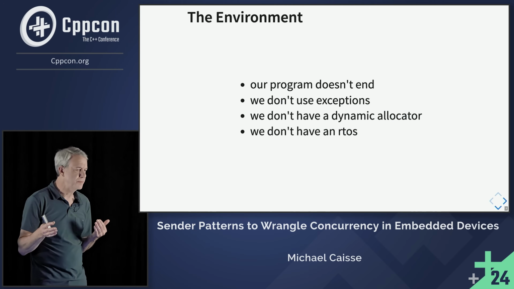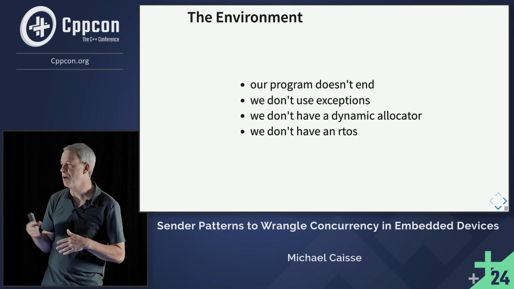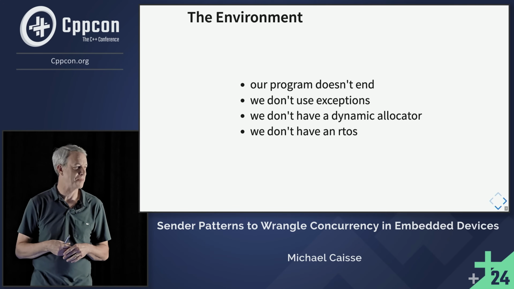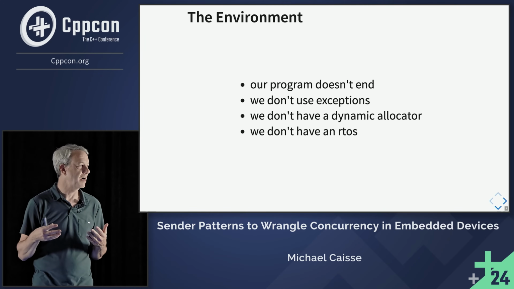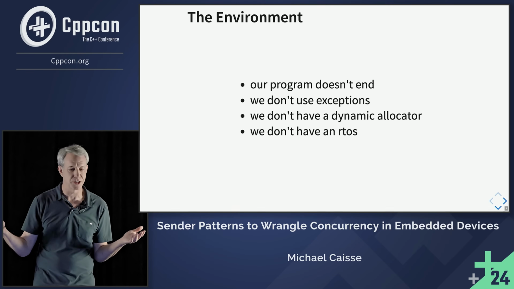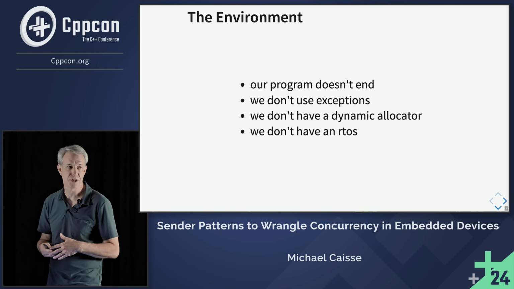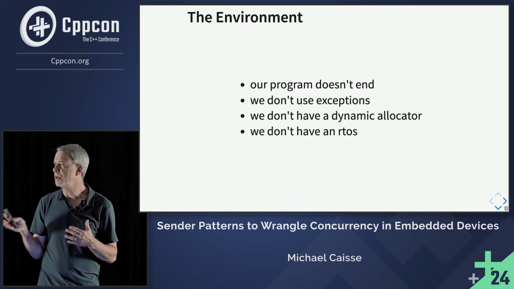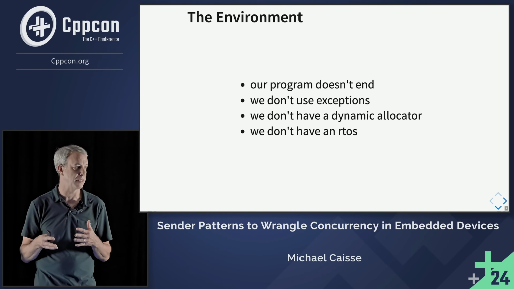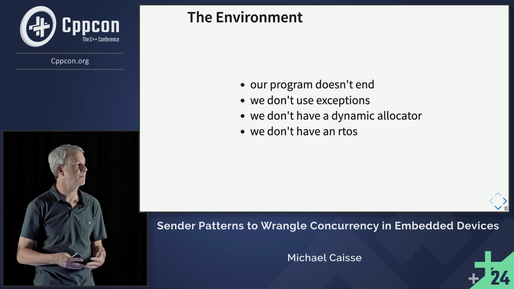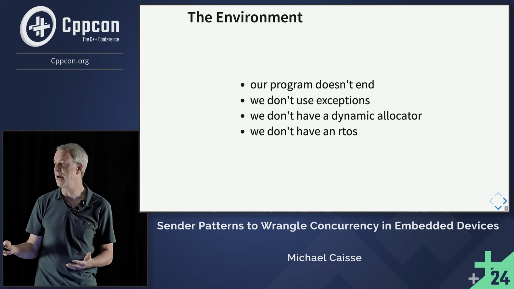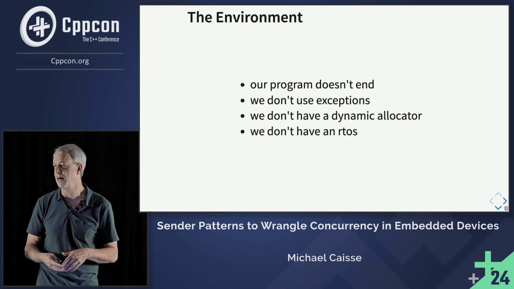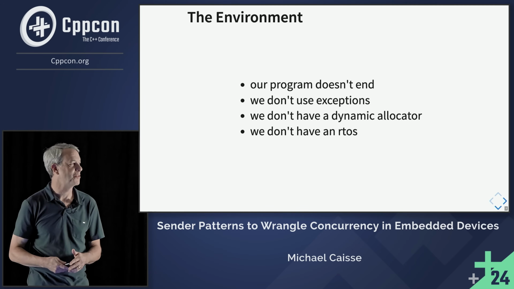So our programs don't end. If our program ends, your CPU is shutting down. So you don't want it to end. We live in an environment where once things start up, they just continue to work. We don't use exceptions. We live in a world where we don't have dynamic allocators, and we don't have an RTOS. We've made the decision that bare metal is what we want. There are a lot of reasons that people might pick an RTOS. Usually it has to do with wanting tasks and some type of primitives that allow coordination between tasks. These things can just happen without that.